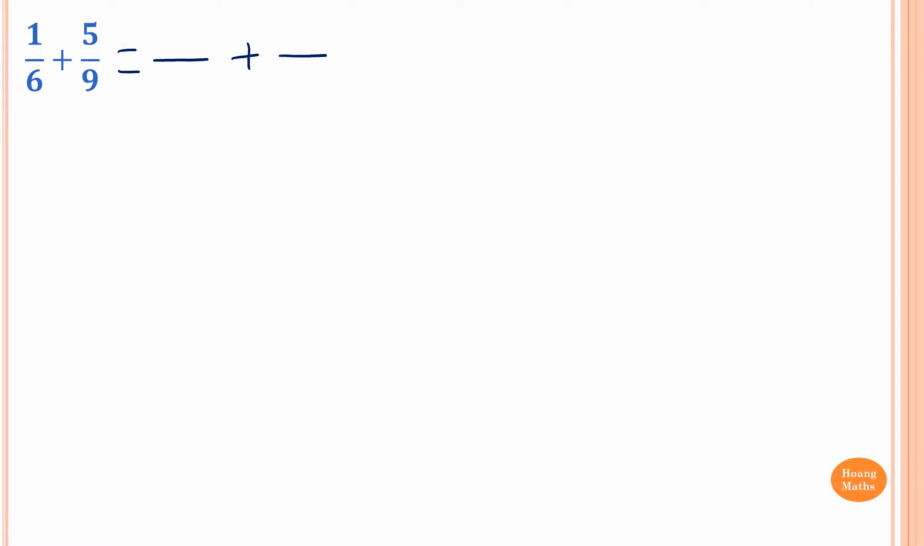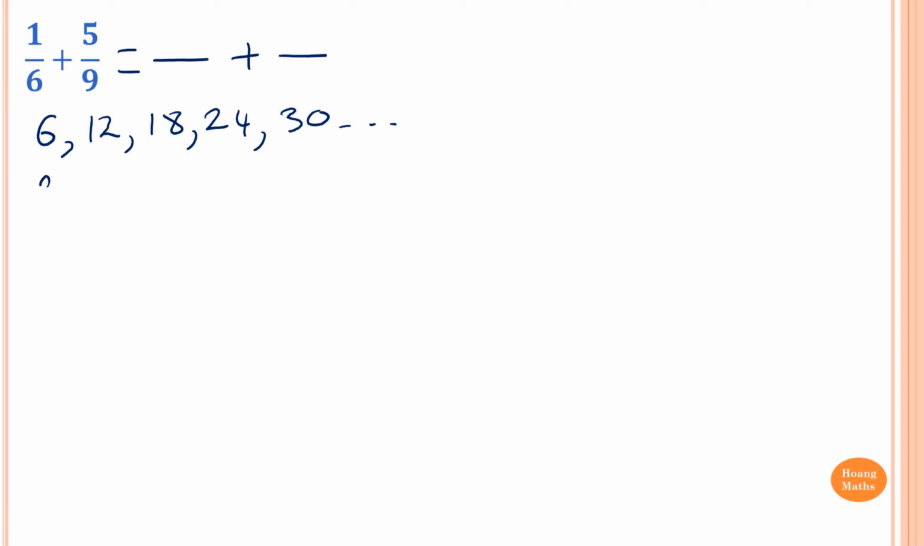Now to find the common denominator, we find the lowest common multiple of these two numbers, 6 and 9. Of course, you can write it out. If you don't know, we'll list the multiples out. So let's list the multiples of 6 first: 6, 12, 18, 24, and 30, and so on.